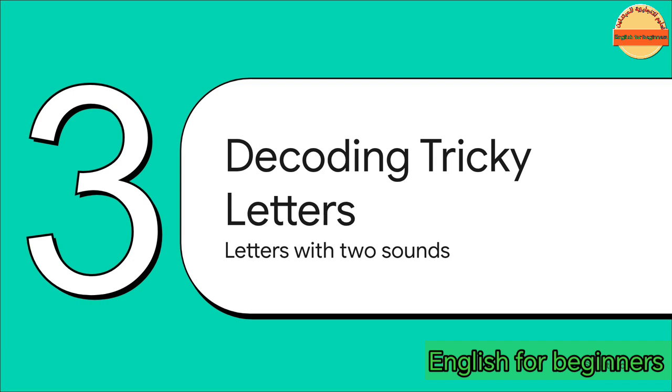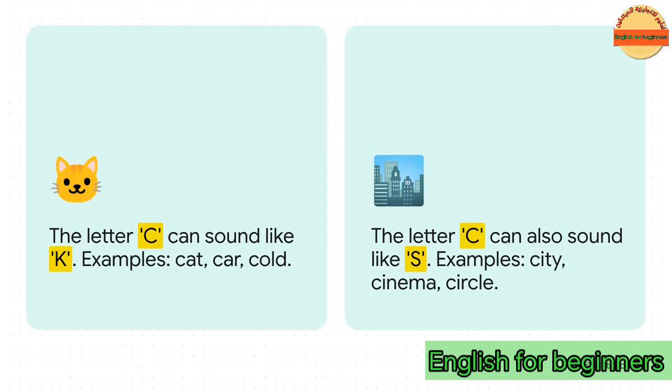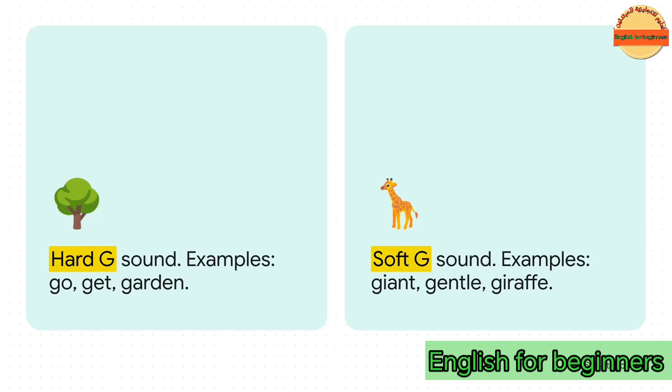All right, you ready for the fun part? Some letters are kind of like secret agents. They can have more than one sound, more than one identity. So let's put on our detective hats and decode a couple of the most common ones. Let's start with the letter C. Now, its sound completely changes depending on the letter that comes after it. Most of the time, it makes that hard k sound, like in cat or cold. But if it's followed by an E, an I, or Y, it softens up to an S sound. Think city or circle.